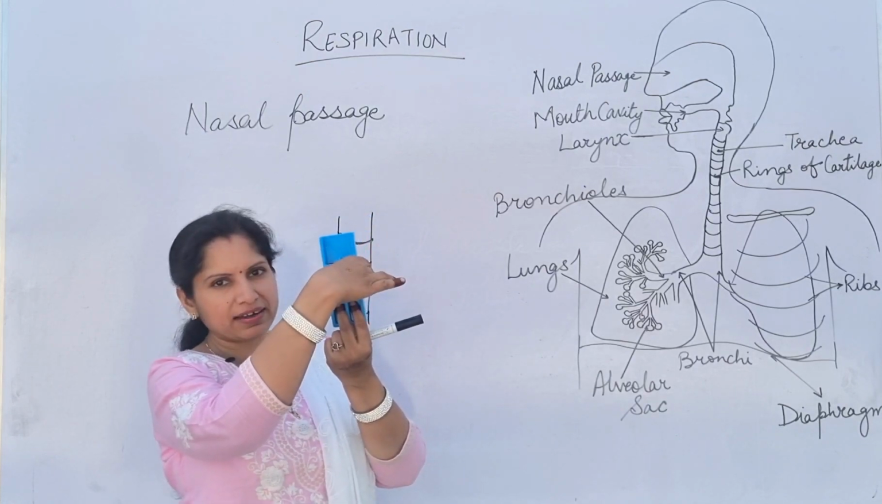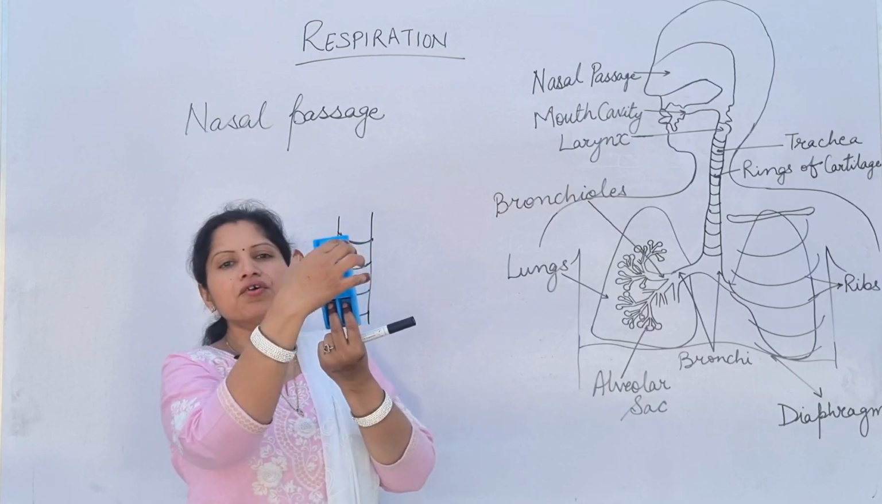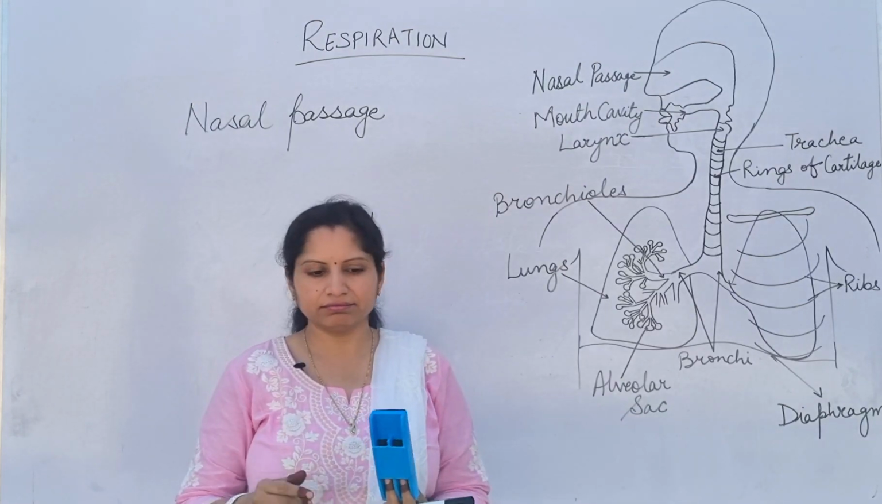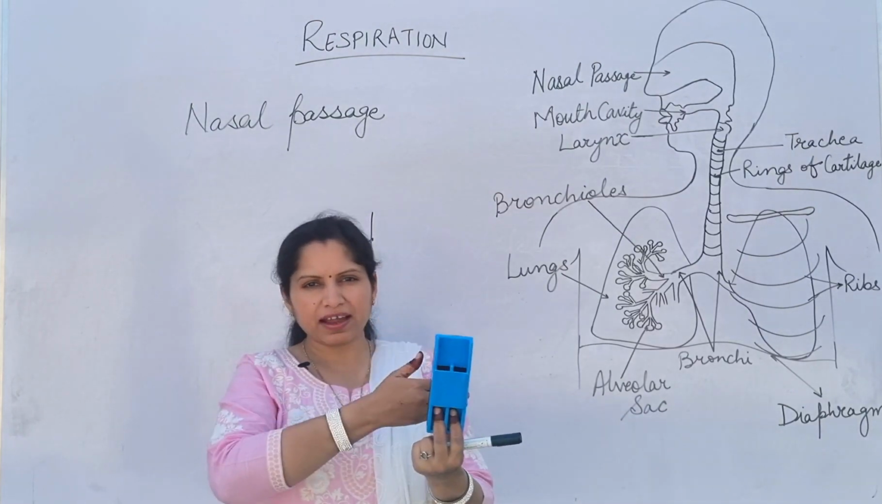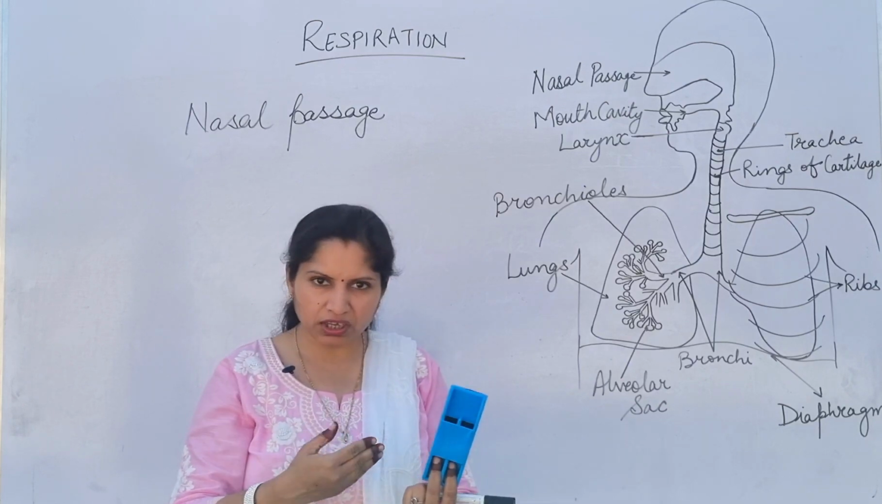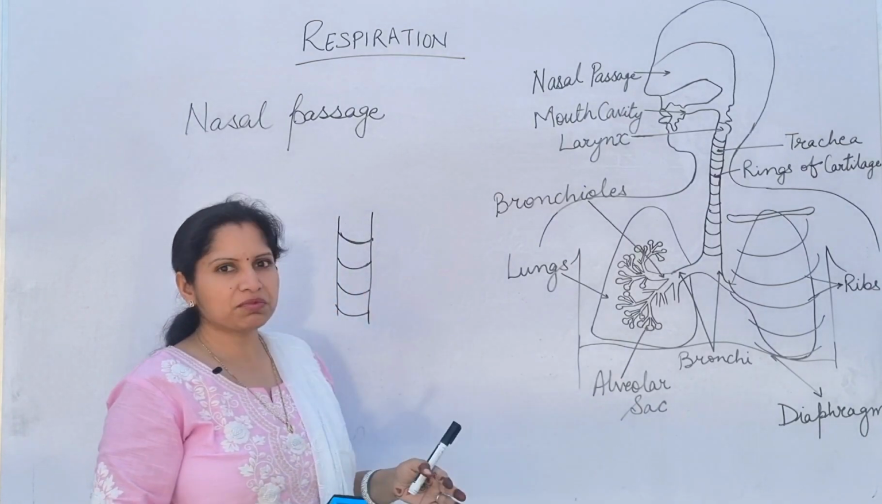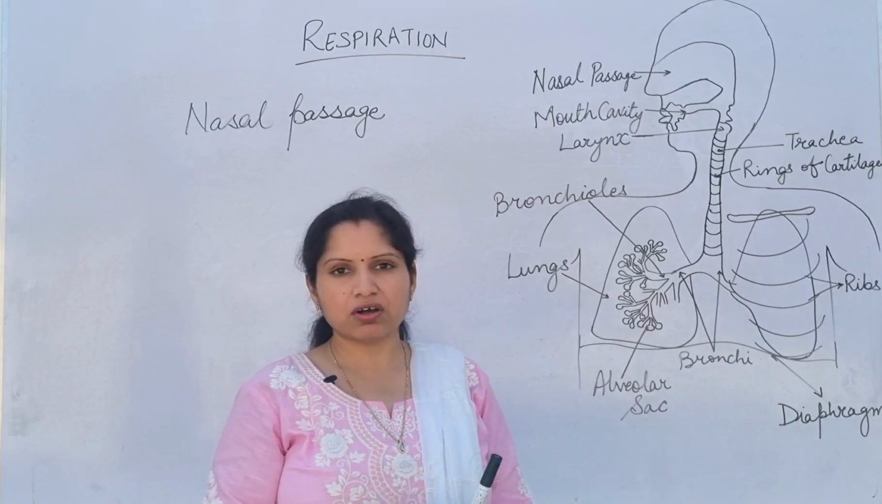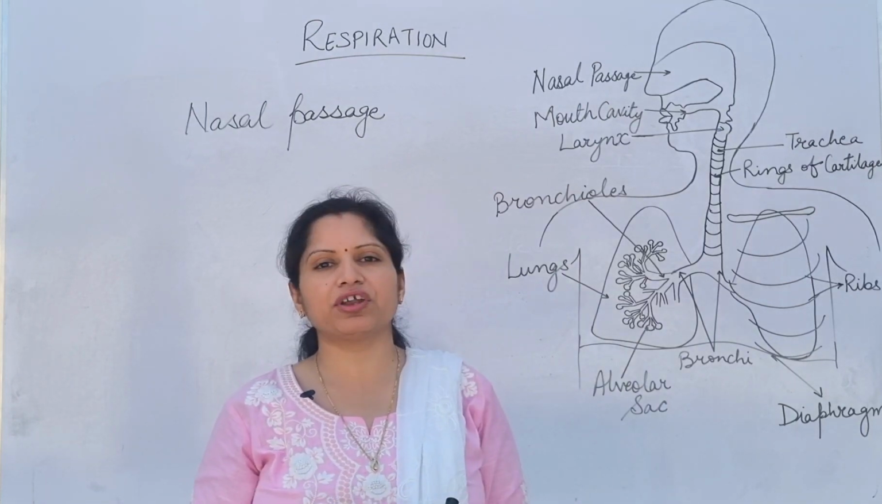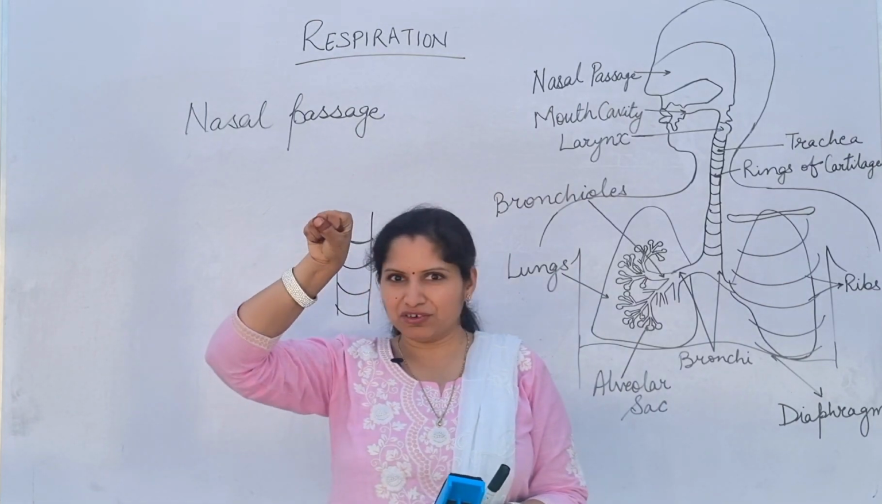These C-shaped cartilaginous rings are present just in the front half of the trachea, not behind that, because behind the trachea we have the esophagus. These C-shaped cartilaginous rings are very important because they prevent the collapse of the trachea. Your trachea should never get collapsed.